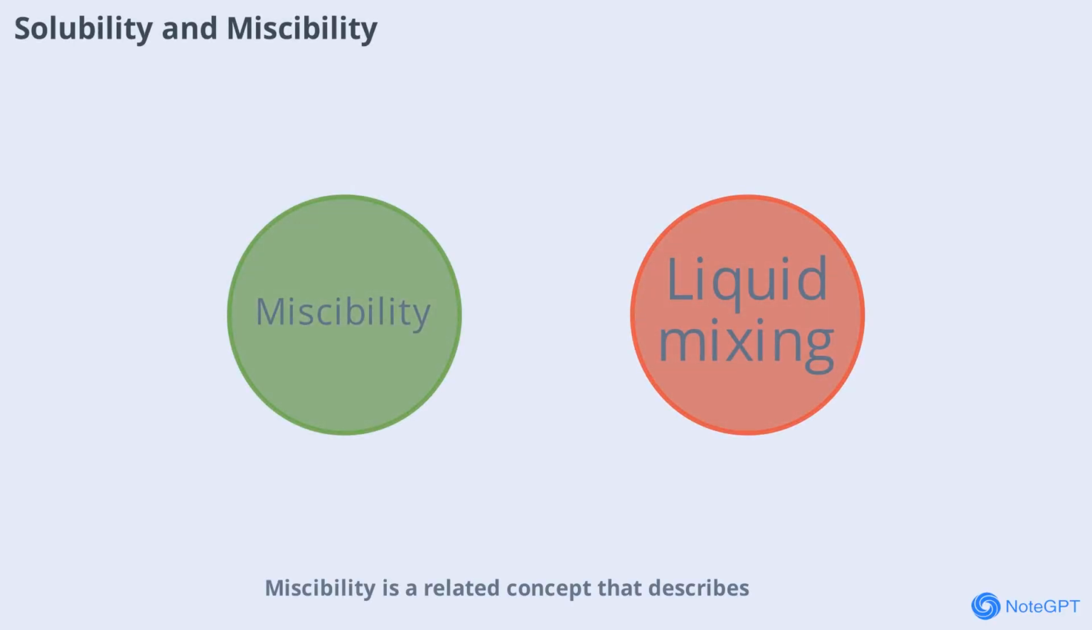Miscibility is a related concept that describes whether two liquids can mix in any proportion. For example, water and ethanol are completely miscible, while oil and water are not. Understanding miscibility helps chemists design mixtures and solutions for various applications.